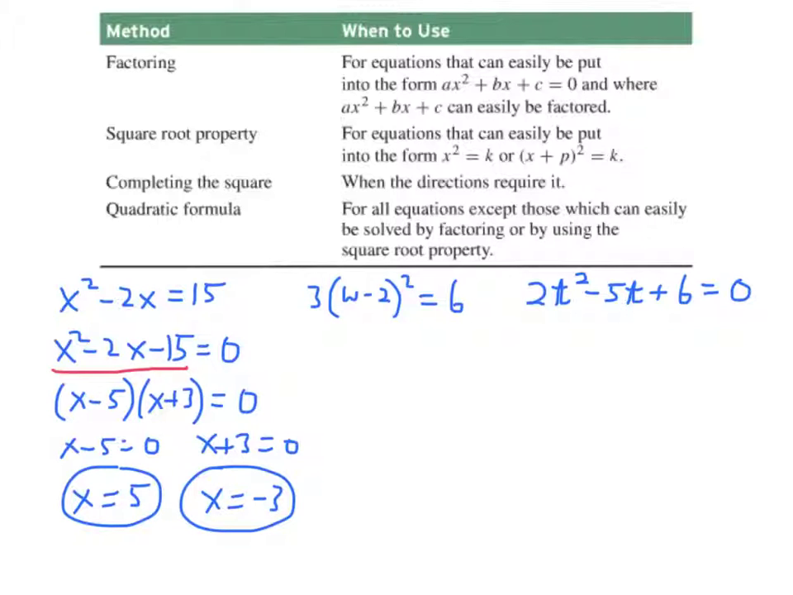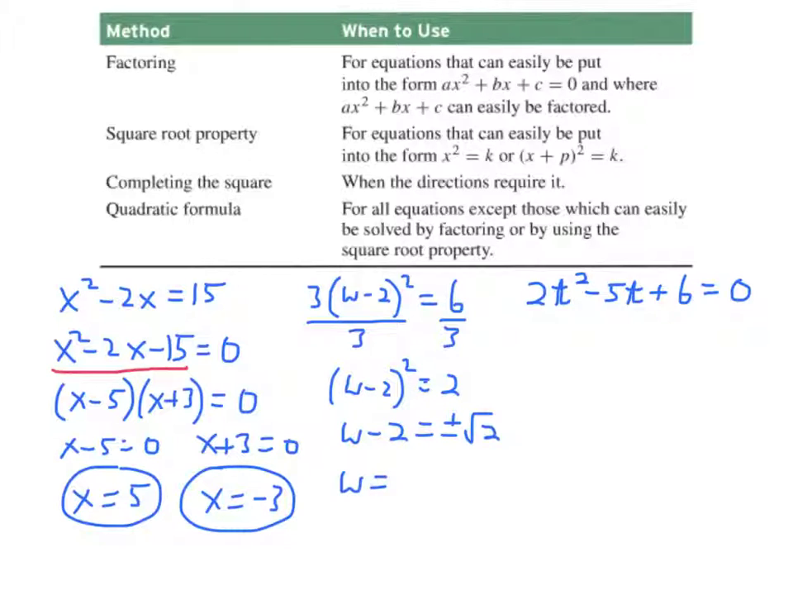You would divide both sides by 3 to start with to get the squared quantity by itself. So you'd have w minus 2 squared equals 2. And then you take the square root on both sides. So w minus 2 equals the positive and negative square root of 2. And then you'd add 2 to both sides. So w equals 2 plus or minus the square root of 2. So that would be the square root method. And that works well because of the form that this original problem is in. You have something in parentheses that's squared.